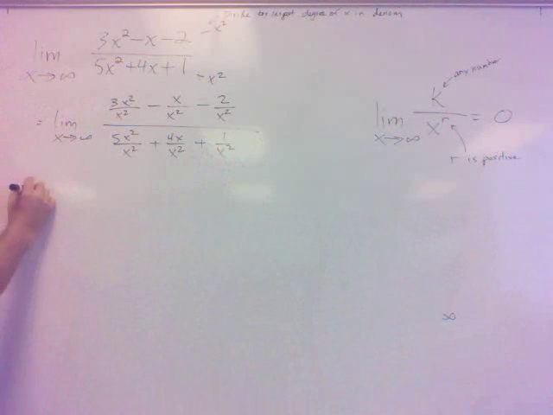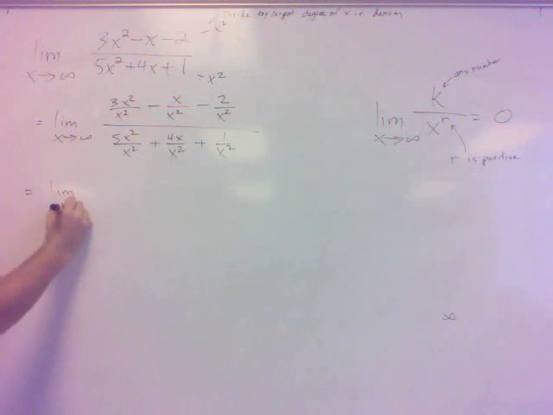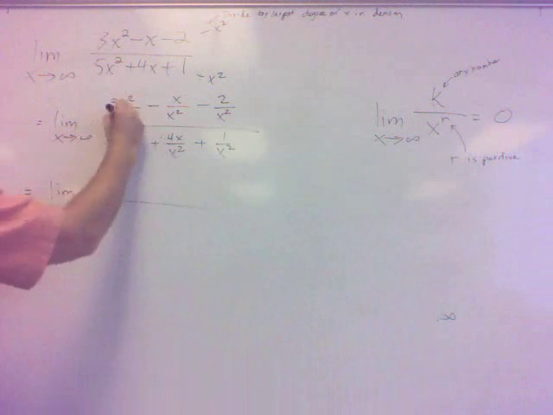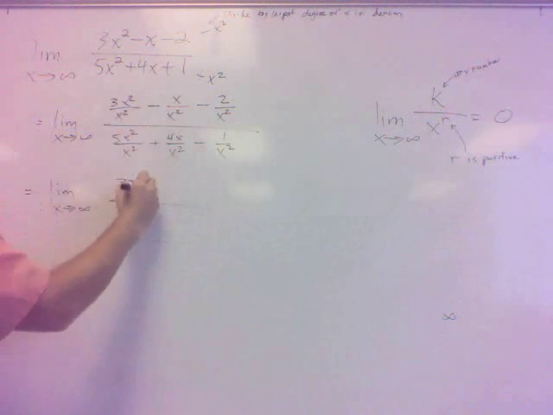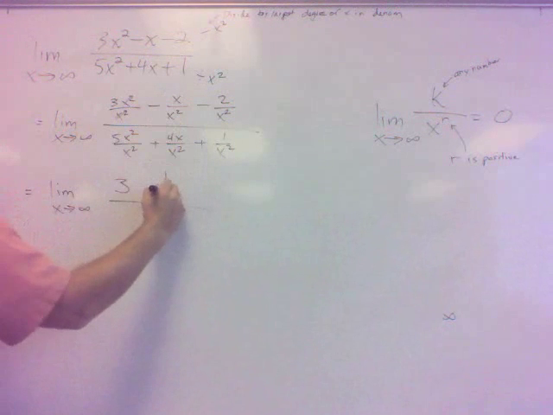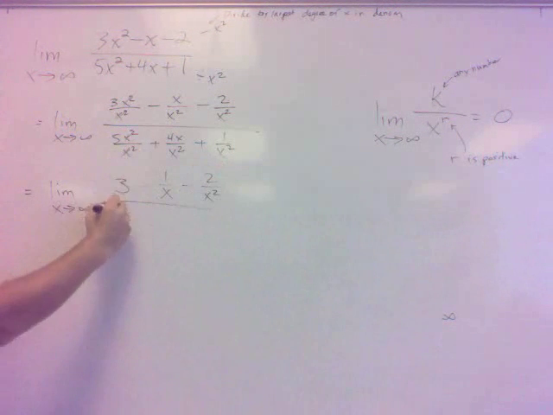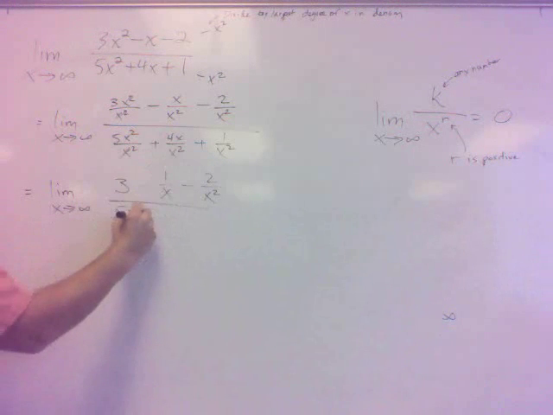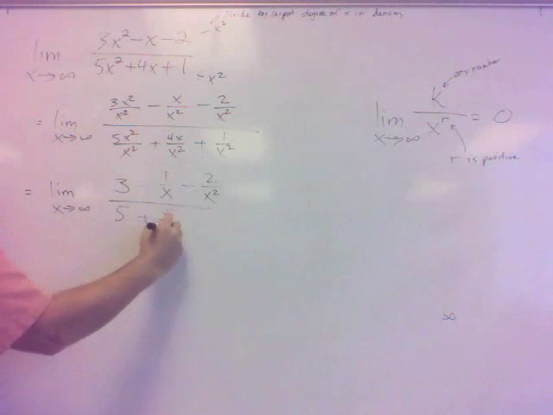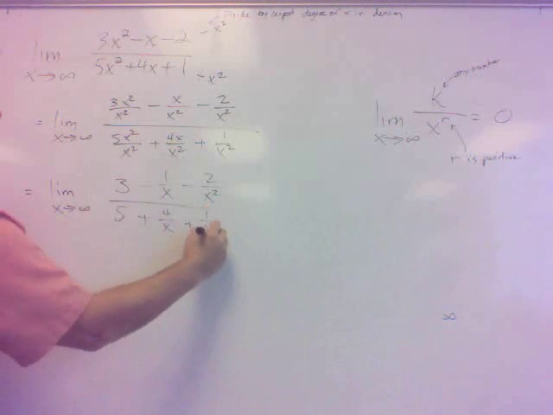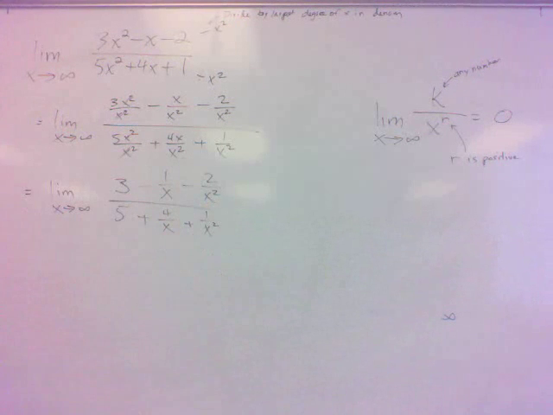Now, of course, some of those simplify. On the top, the x squared is canceled, so I just have 3 there. That one simplifies. That'll be 1 over x there. That one simplifying, the x squared is canceled there, so that's 5. That would be 4 over x, and that would be 1 over x squared. Remains as 1 over x squared.